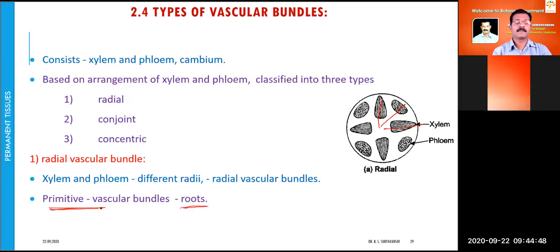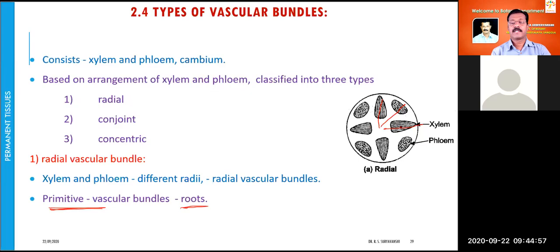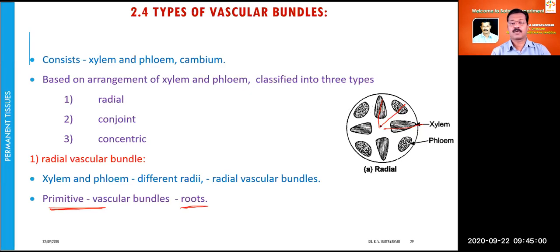So what you have to remember, in radial, the xylem and phloem are on different radius. If this xylem and this phloem are here only, then it is called the same radius. But this one patch of xylem and this one patch of phloem are on different radius, and that's why they are considered under the radial vascular bundle. And this vascular bundle is supposed to be the primitive one and found in the roots. Okay, so this is about the radial vascular bundle.